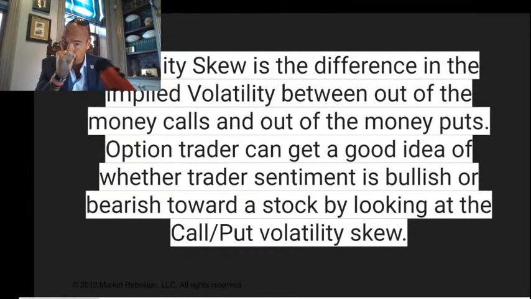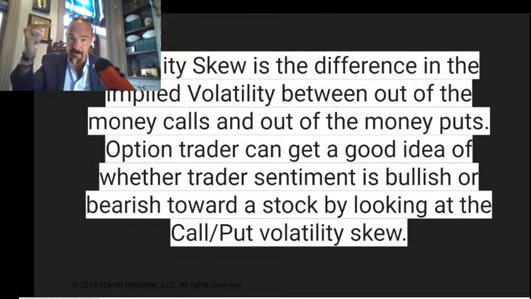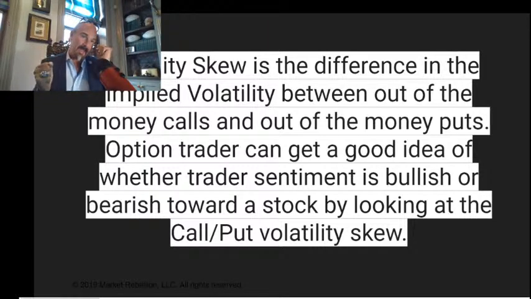Let's say we're talking about a stock that's $55. An out-of-the-money call would be anything higher than $55, say $60, for instance. Now, an out-of-the-money put would be anything out of the money to the downside. So in this case, if the stock's trading at double nickel, 55, a 50 put would be an out-of-the-money put. So the difference in implied volatility between that out-of-the-money call to the upside and this put to the downside, that is a volatility skew.